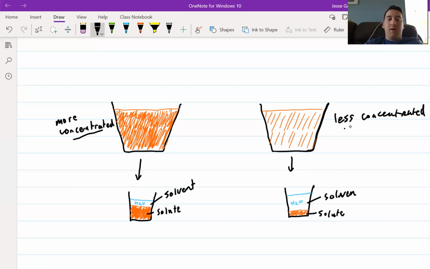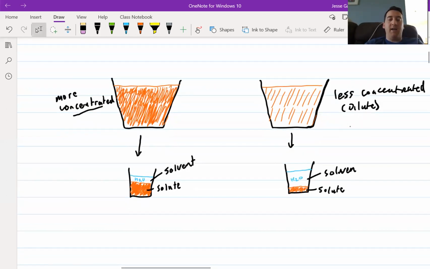Another way that people talk about this is they say that it's more dilute. They're kind of the opposite of each other. Something is either concentrated or it's dilute. They can't be both. So that is the difference between a more concentrated solution and a less concentrated solution.